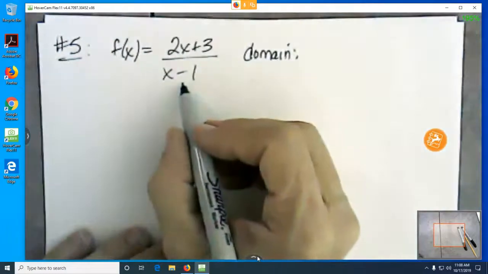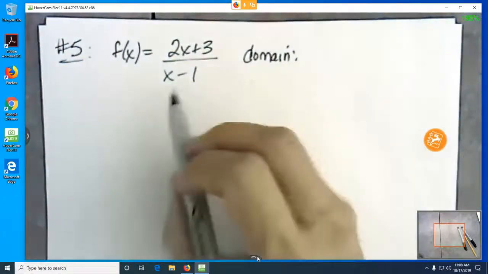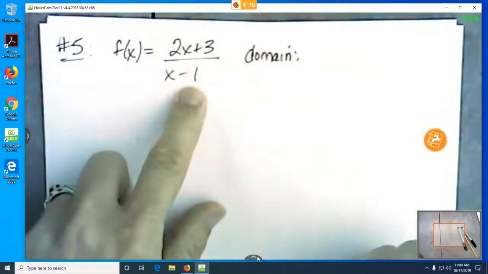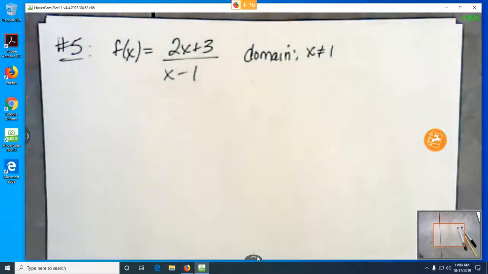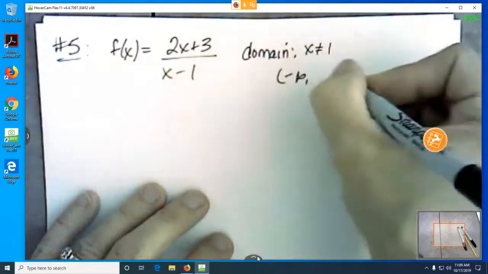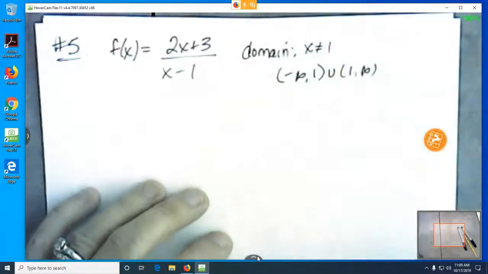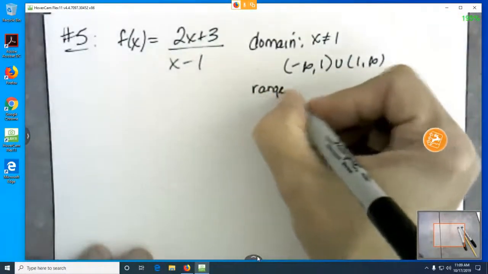Since this is a rational function, we're just looking at what we would have to leave out. That would be anything that would make the denominator 0. So what we would have to leave out would be 1. Domain would be that x is not equal to 1. If we want to write this as an interval, this would be from -infinity to 1, and then from 1 to infinity. So let's come back later and talk about the range.